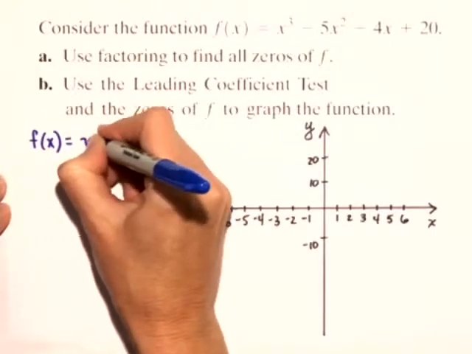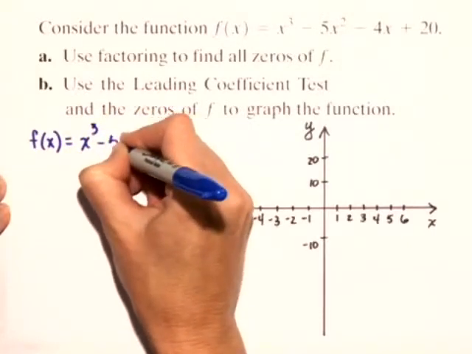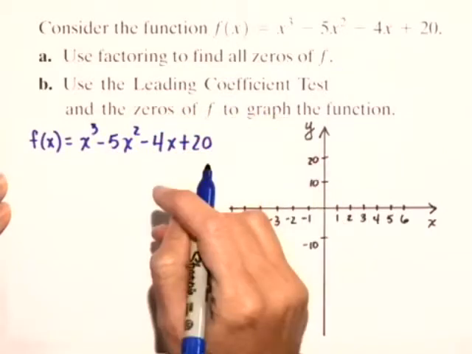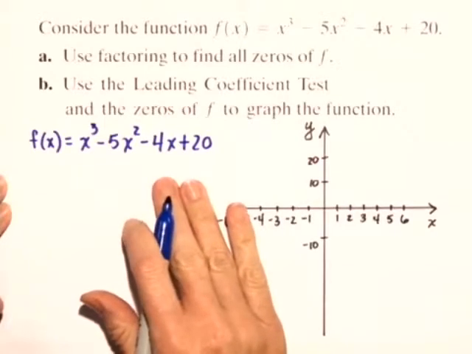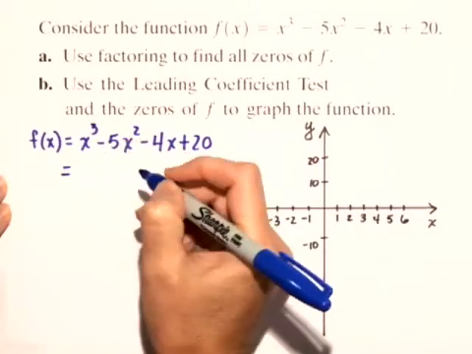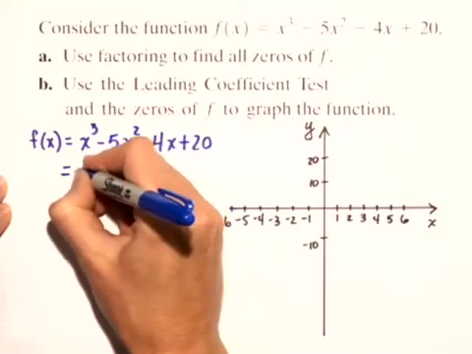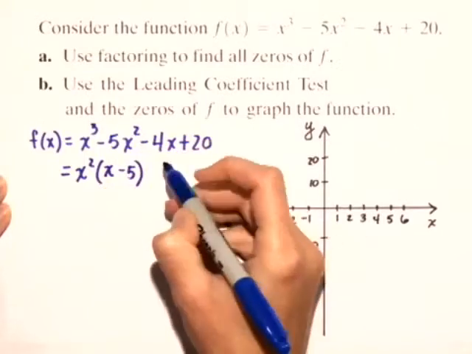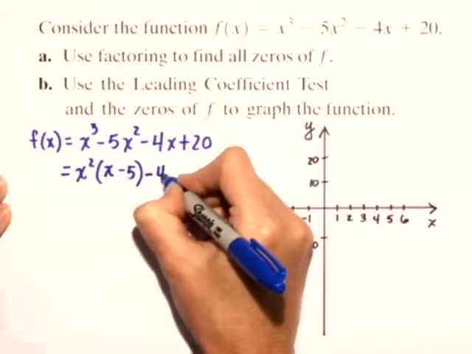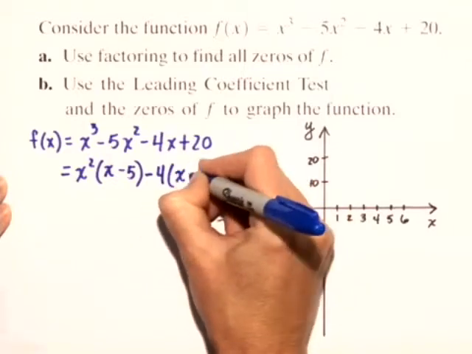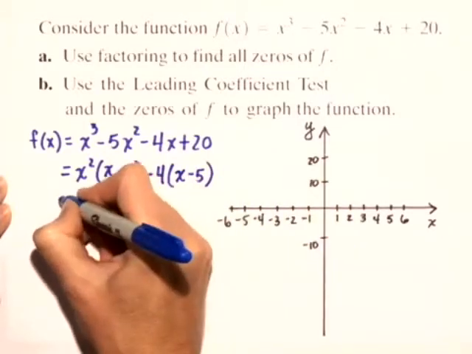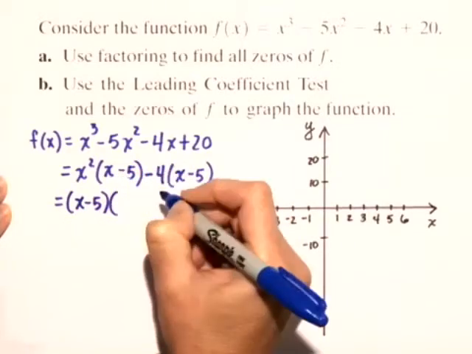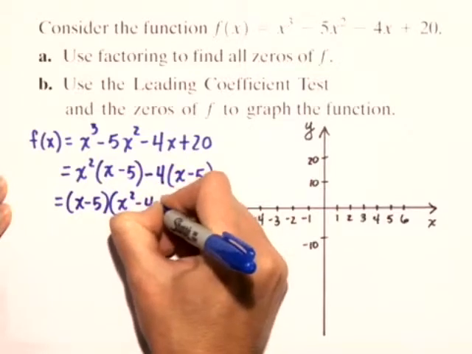F of x equals x cubed minus 5x squared minus 4x plus 20. Since we have 4 terms in this polynomial function, let's try factoring by grouping. For the first 2 terms, we'll factor out an x squared, and we'll have left x minus 5. And then we'll factor out a negative 4 from the last 2 terms, and we'll have x minus 5. So this factors nicely as x minus 5 times the quantity x squared minus 4.